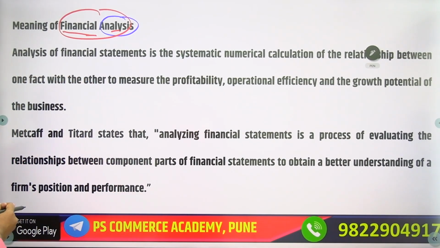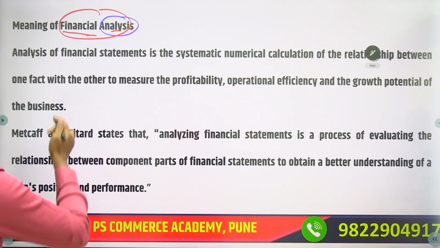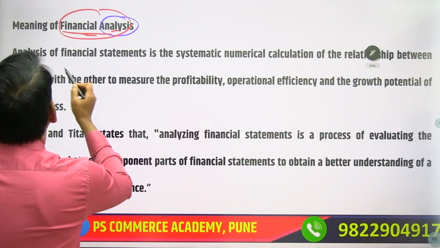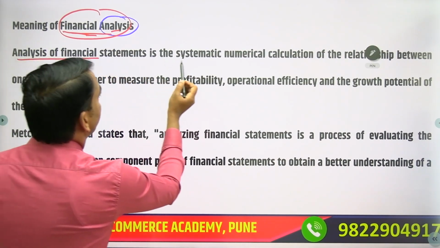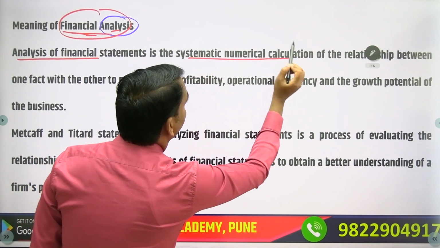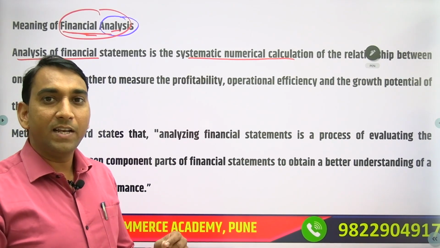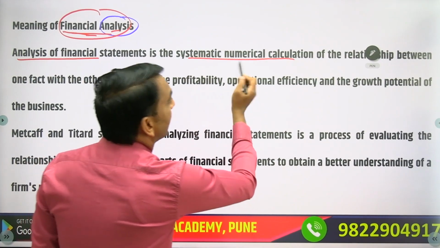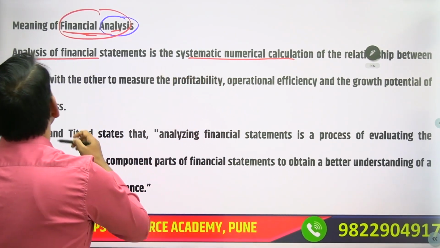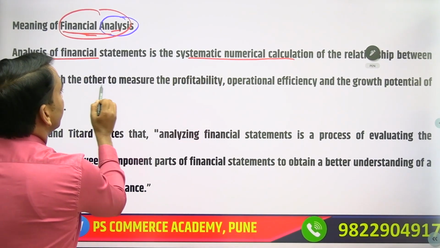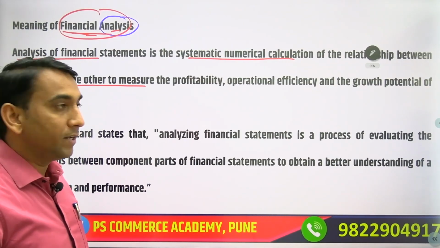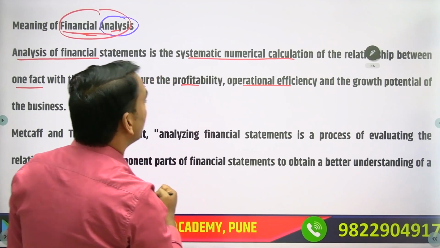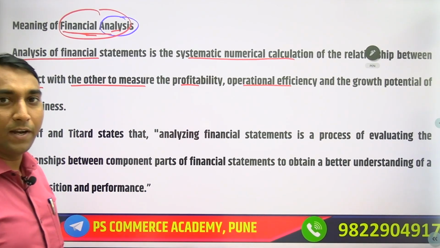So let us go through the definition of financial analysis. Financial analysis का मतलब क्या होता है? So see here, analysis of financial statement is a systematic numerical calculation. Financial analysis क्या है? It is a systematic numerical calculation of the relationship between one fact with another to measure the profitability, operational efficiency and the growth potential of the business. That is called the financial analysis.